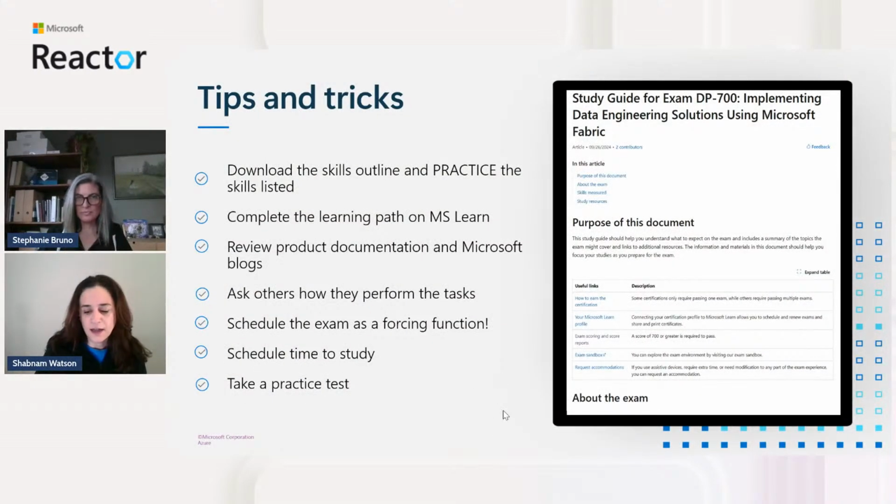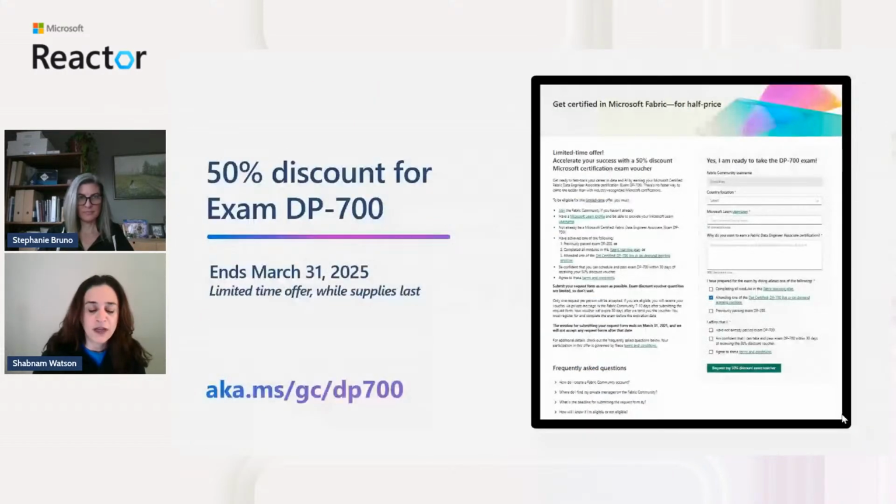Okay, so let's see. I think we talked about the difference between DP-600 and 700 already. I'm scrolling down. Stefan, do you see any more? I don't see any that we have not hit yet. Okay, so let's go back to the slides.